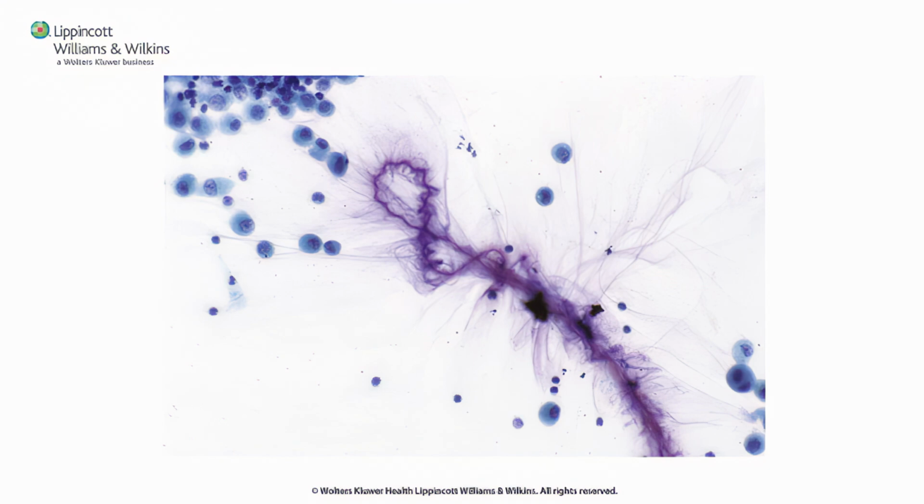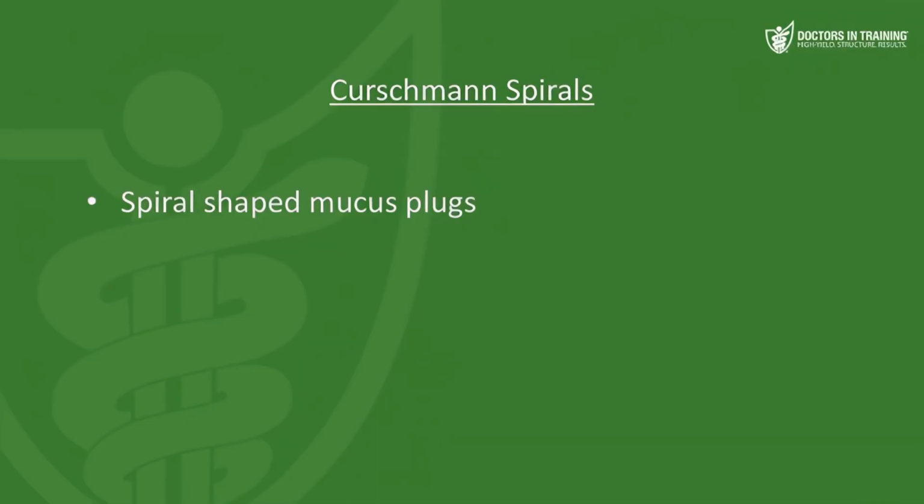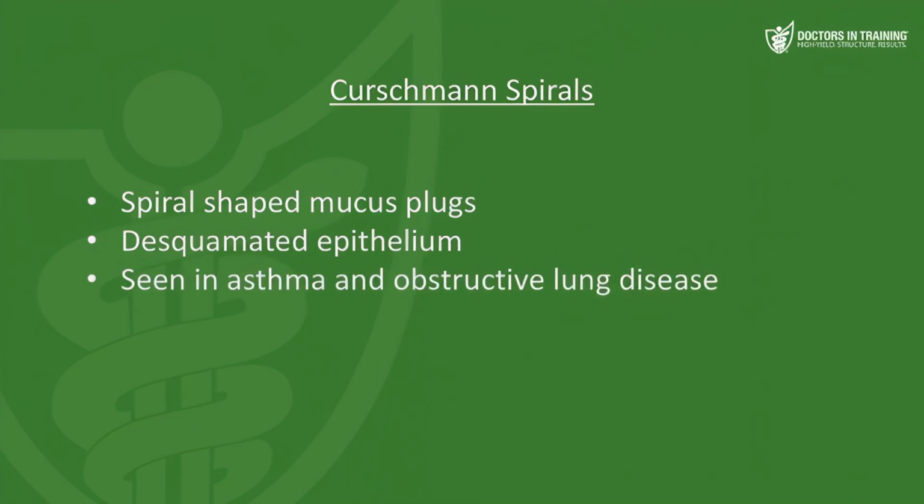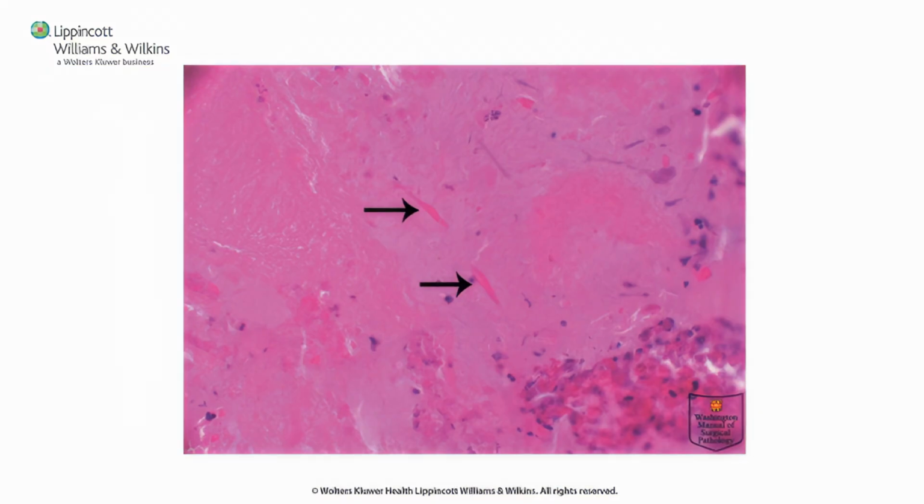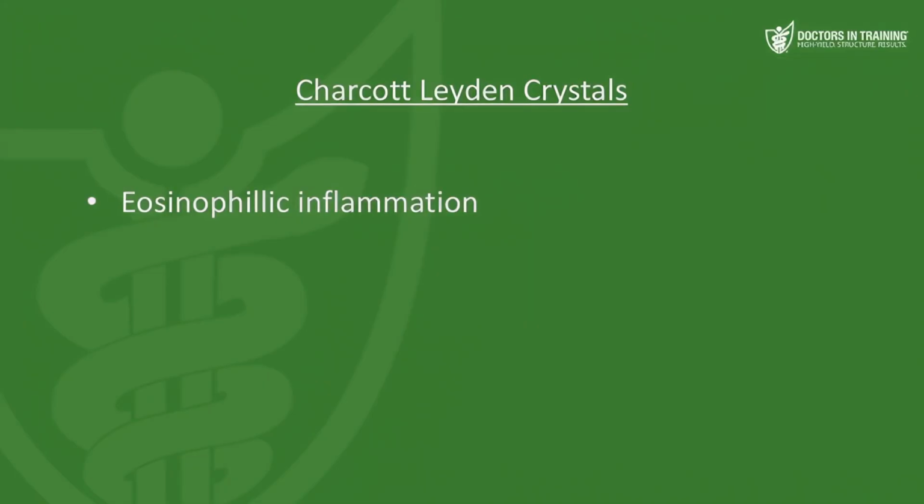Some of the pathology you see in asthma are Kirschmann spirals. They're spiral-shaped mucus plugs and desquamated epithelium. They're seen in asthma and obstructive lung disease, and the clinical significance is not understood very well at this time. Another one is Charcot-Leyden crystals. They are associated with eosinophilic inflammation.